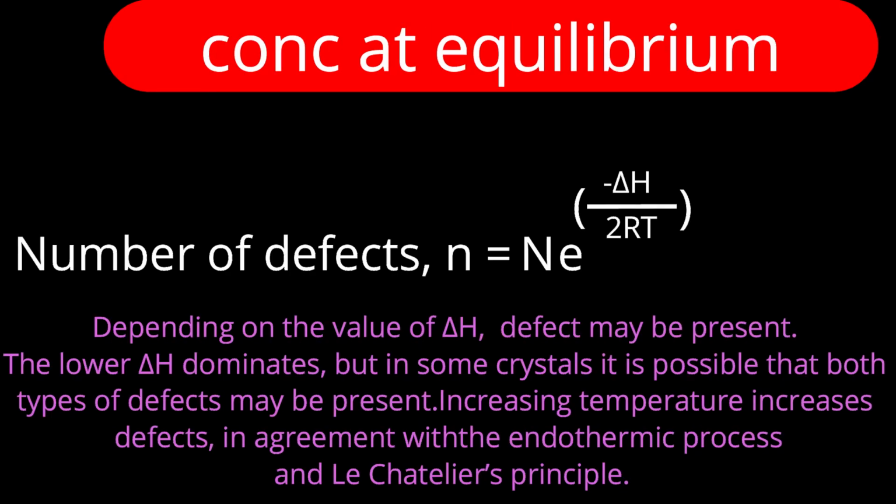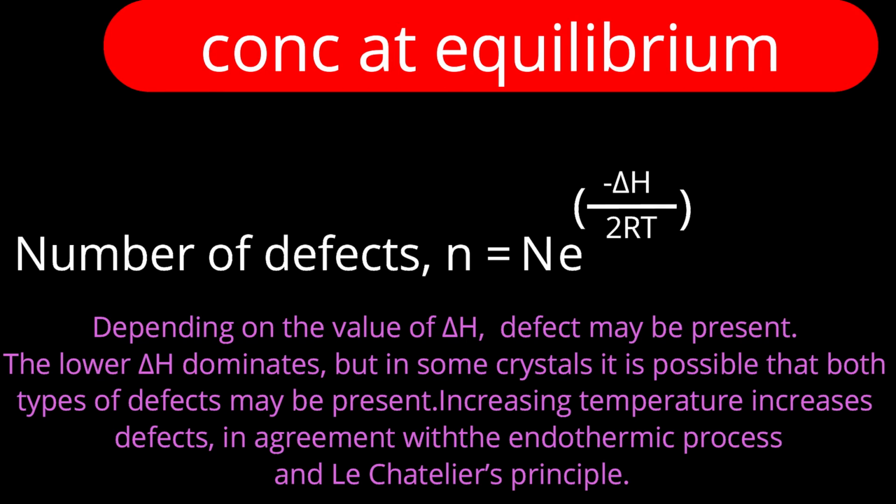Here is a representation of the total number of defects in a crystal by a formula. Small n is equal to capital N into e raised to minus delta H upon 2RT. Capital N is the total number of sites for that particular ion in the crystal. Means in silver chloride, the total number of Ag plus ion sites in the complete crystal. That's the value of capital N.